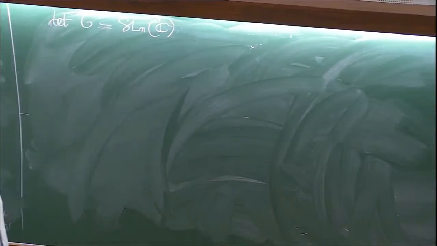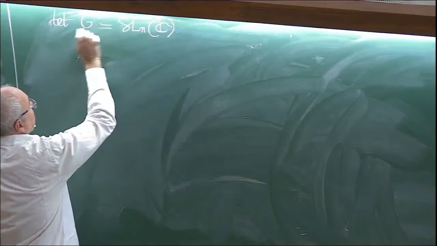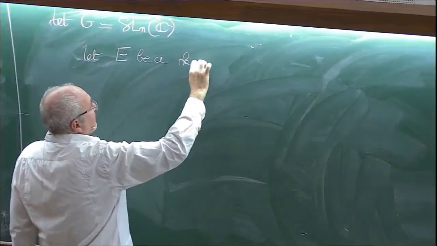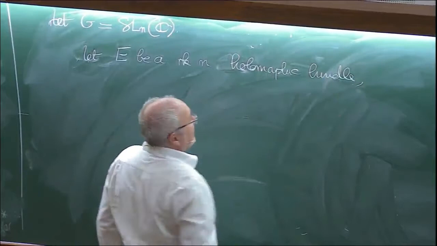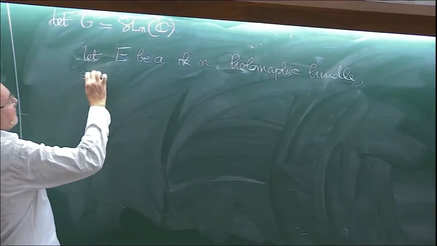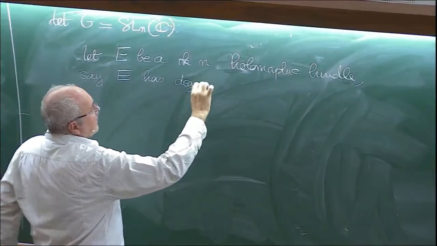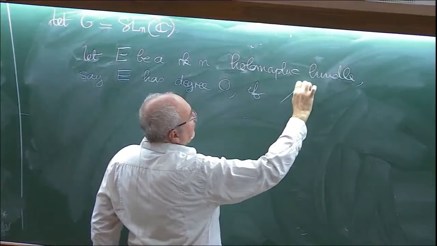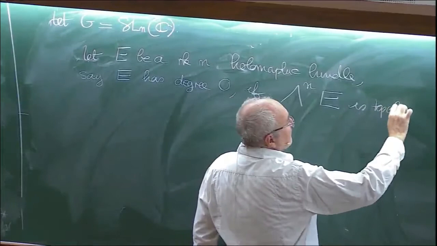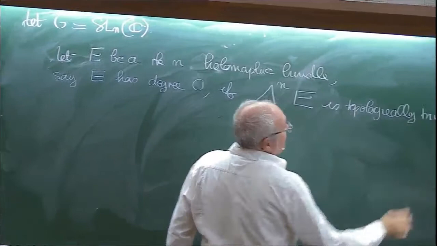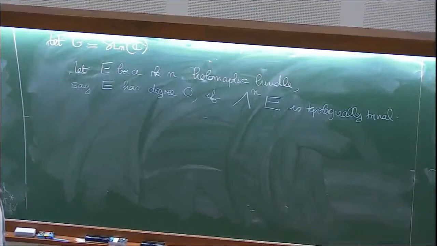So a Higgs field: let E be a rank N Hermitian, holomorphic bundle. I'm sticking to my idea of not defining truly what a degree is. So we say E has degree zero if the exterior product, the determinant of E, which is going to be a line bundle, is trivial, is topologically trivial. So in general, I'm going to run into a problem now.